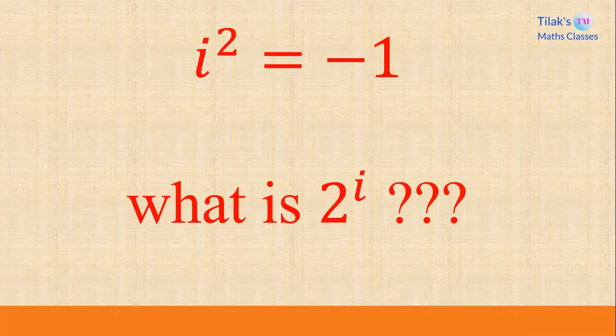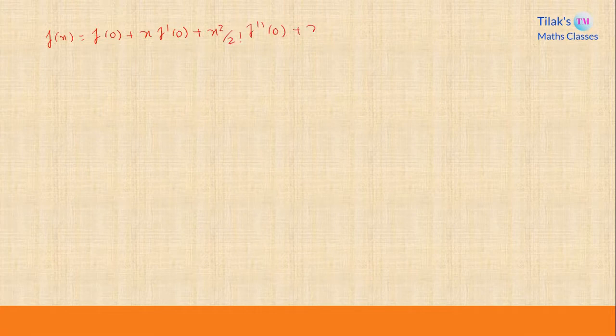We all know i squared is equal to minus 1. But have you wondered what is 2 power i? Let's find out. Using Maclaurin series, a function f of x can be written as f of x is equal to f of 0 plus x into f dash of 0 plus x squared by 2 factorial into f double dash of 0 plus x cubed by 3 factorial into f triple dash of 0 and so on.